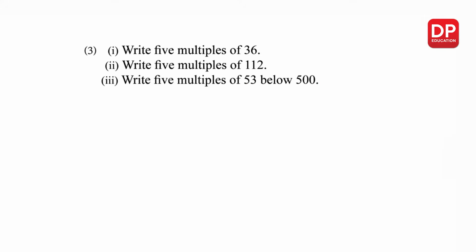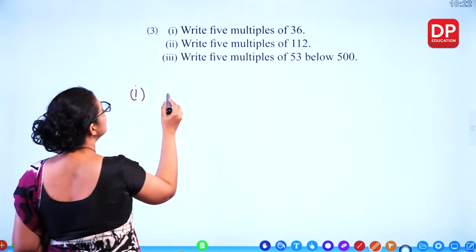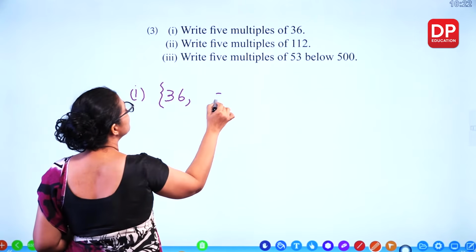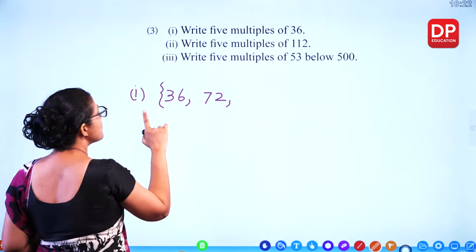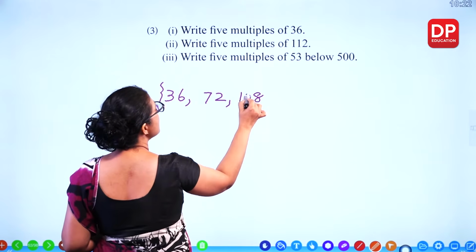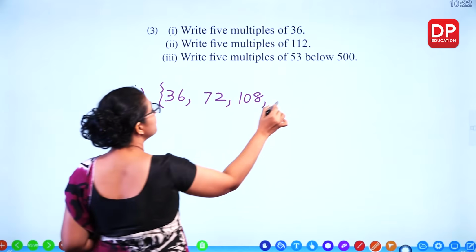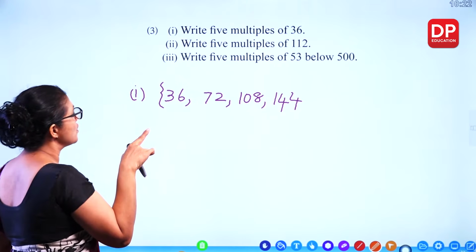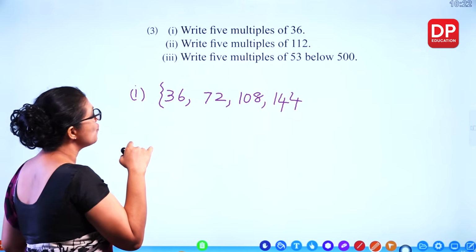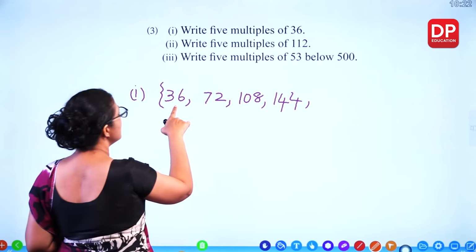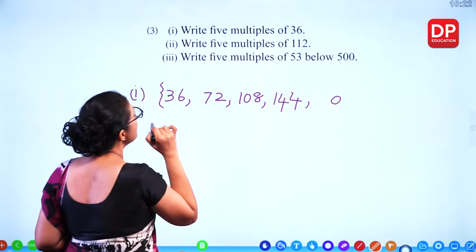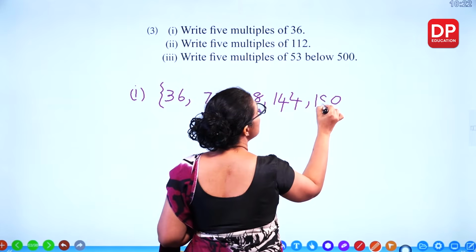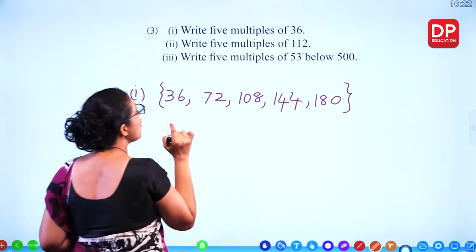Write 5 multiples of 36. 36. 36 times 2, 72. 36 times 3, 108. 36 times 4, 144. 36 times 5, 180. So those are the 5 multiples of 36.